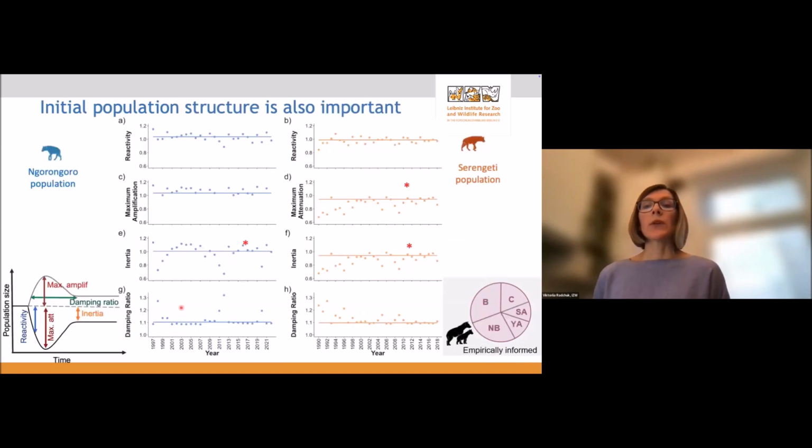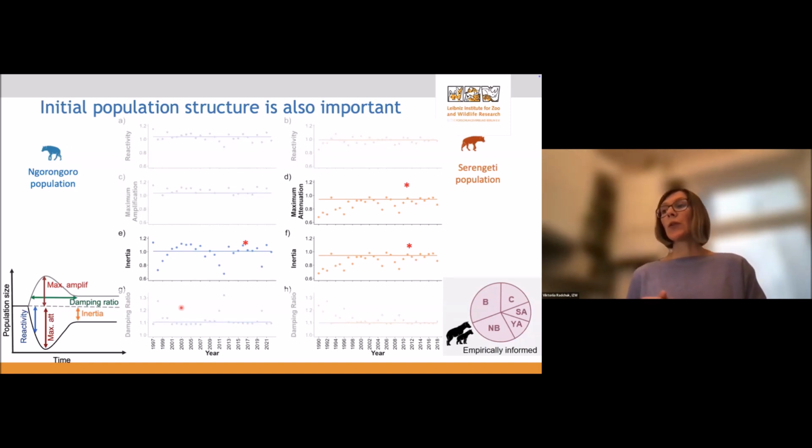We then also calculated demographic resilience metrics using the empirically observed initial population structures. And in this case, we got slightly different results. So we found, again, using MAPE as a threshold, the threshold of 0.05 was exceeded for inertia in both populations and for maximum attenuation in the Serengeti population, meaning that not only is time important when quantifying resilience, but also the conclusions about demographic resilience vary if we use different initial population structures.